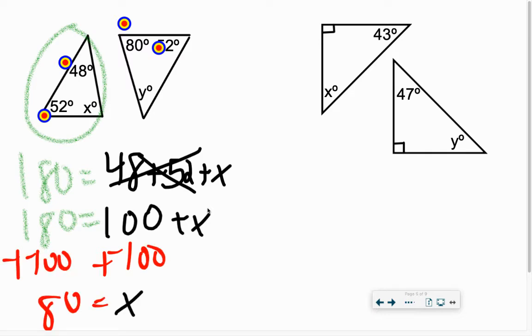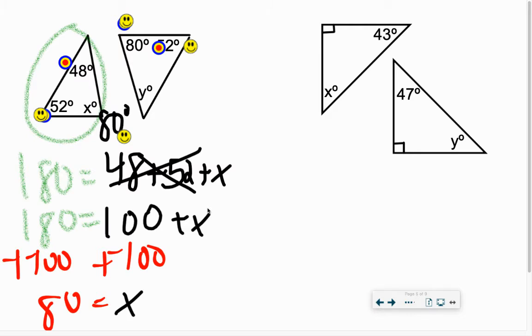So if this X is 80 degrees, notice again, we have the 52 that we know is the same, and we know the 80 degrees is the same. So we know that these are similar triangles because two of the corresponding angles are congruent. Therefore, all three of them are.